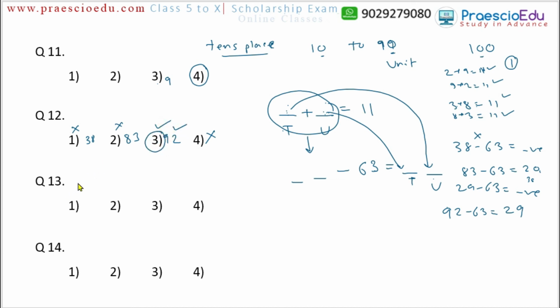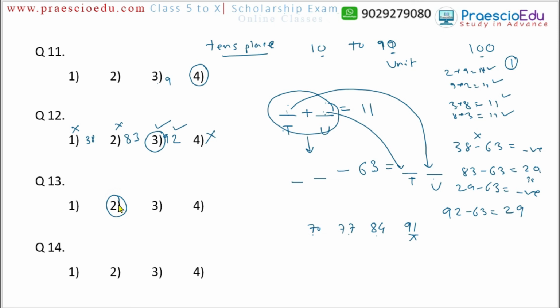Then question number 13: how many numbers from 70 to 90 are multiples of 7? From 70 we have 70, then 77, then 84, and after 84 a 91 comes, but we have to count only up to 90. So this should not be counted, so only 1, 2 and 3. So there are 3, which means option number 2 is the correct one.